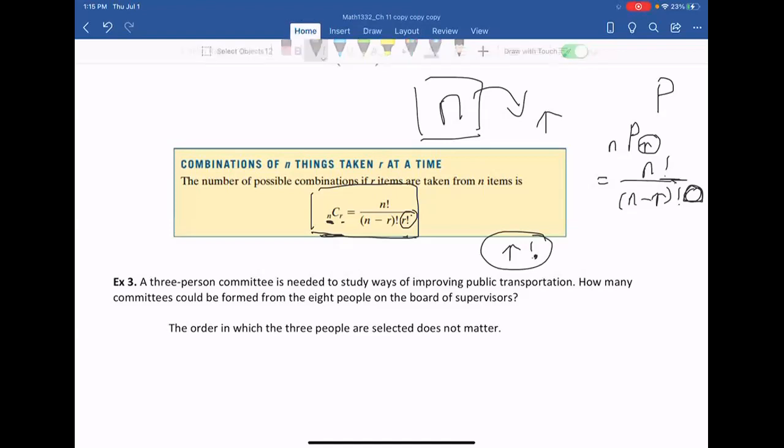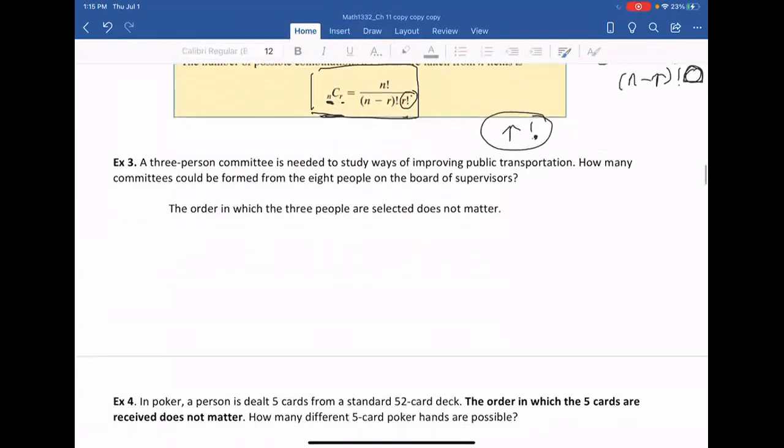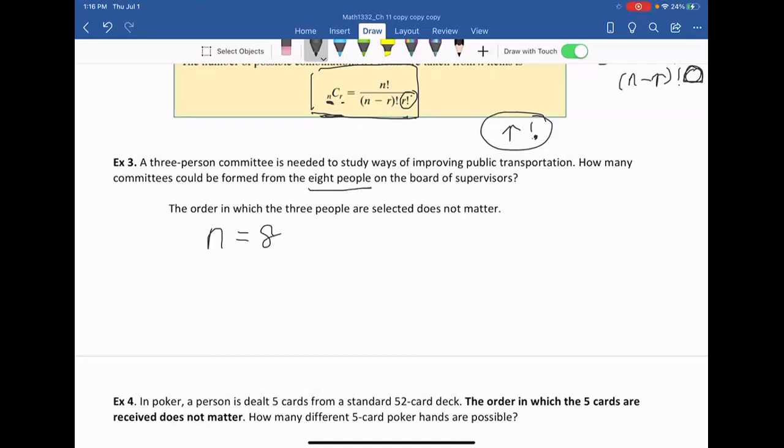Let's do a problem example. Example 3: a 3-person committee is needed to study ways of improving public transportation. How many committees could be formed from the 8 people on the board of supervisors? So identify which one is N. N is 8 because there are 8 people. And we choose how many people from 8?